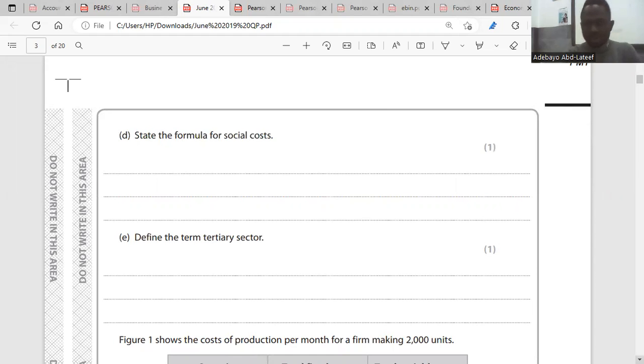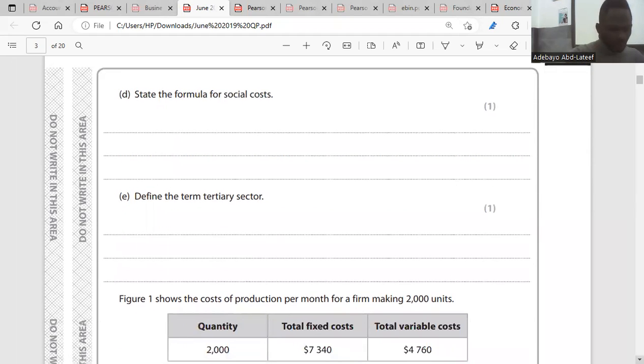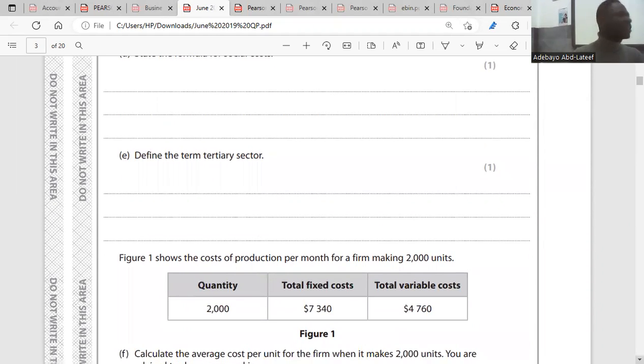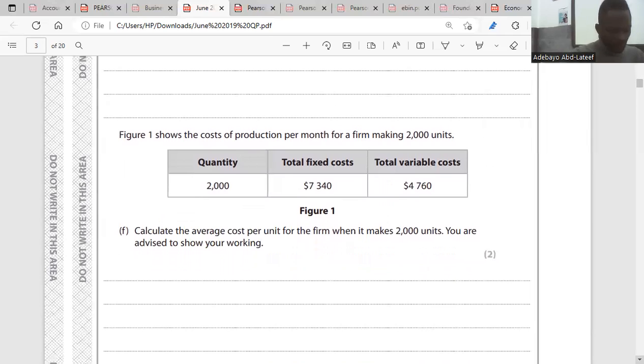Yeah. Go to E. They said, define the term tertiary sector. When we talk about the tertiary sector, it's just that sector of the economy that provides services. The sector of the economy that provides services. Is it clear? Or you could say the provision of services. It's still the same. Do you have any question about that? We'll move on.